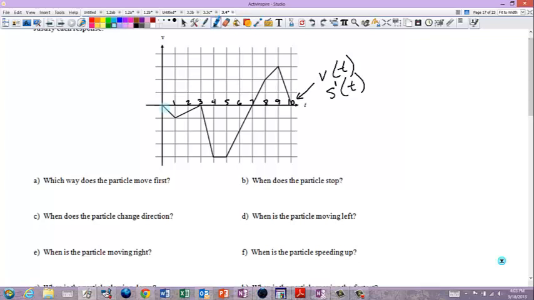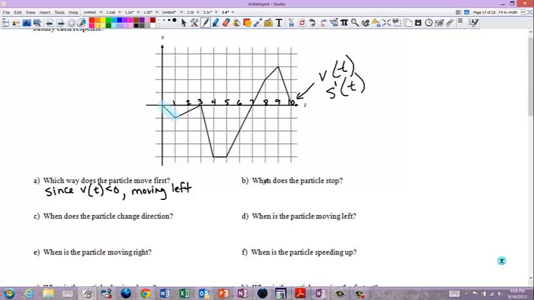Alright, it says, which way does the particle move first? Well, it's moving downward first. Now, the velocity is going downward, so the velocity is negative. Because this is the graph of velocity, and the velocity is negative, the particle is moving left. Because remember, if you're going backwards, then you have a negative velocity. Because this is left and right, left being backwards and right being forwards, he's moving left.